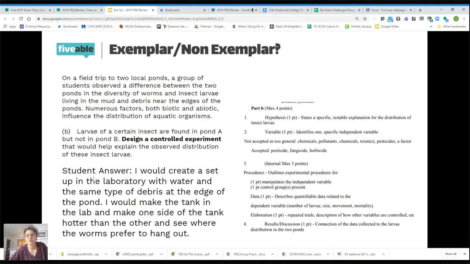All right, there's my poll, but I closed it. Student answer: I would create a setup in the laboratory with water and the same type of debris at the edge of the pond. I would make the tank in the lab and make one side of the tank hotter than the other and see where they like to hang out. Do I have a hypothesis? Do I have a variable? This is the beginning of a good idea, but it doesn't have a hypothesis.